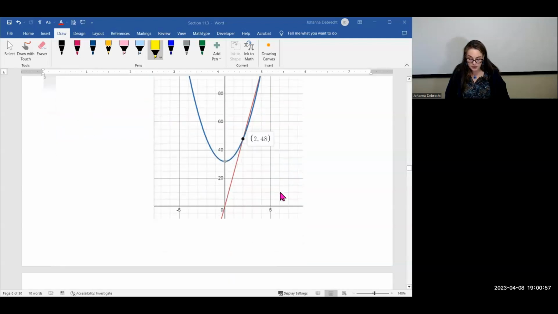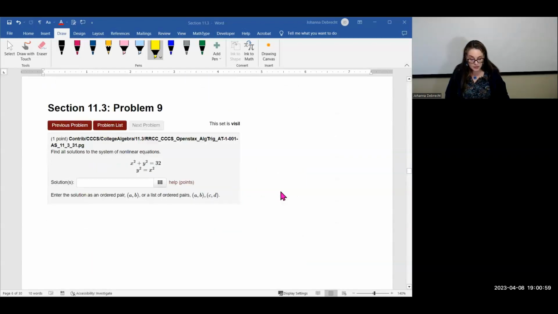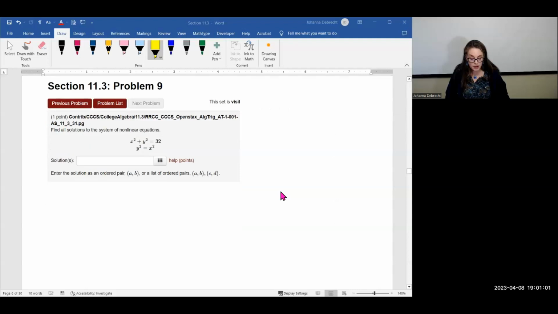Now what we want to do is turn our attention to the last problem in the section, which is problem number 9.